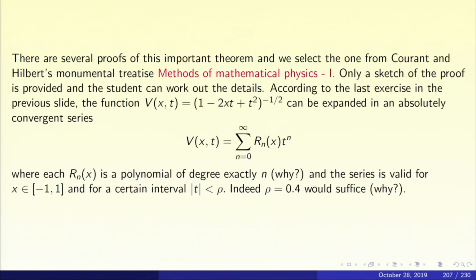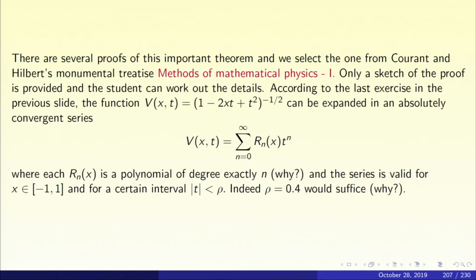So, this potential function can be expanded as a power series in t whose coefficients are polynomials in x, where the polynomial R_n(x) is a polynomial of degree exactly n. You can easily see this if you do the algebra and write down the binomial series. The question is to prove that these polynomials R_n(x) exactly coincide with the Legendre polynomials.